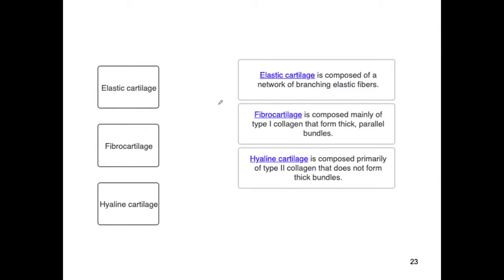Okay, so I've seen this show up in the past as well. So now it's kind of like a drag and drop for cartilage. So what is composed of a network of branching elastic fibers? Well, that's easy, right? Elastic cartilage. Which one is composed of thick parallel bundles? Well, the thicker it is, the stronger it is, and the strongest cartilage is fibrocartilage. Now, fibrocartilage is made up of collagen fibers, but type 1, whereas hyaline is made up of type 2, and it does not form thick bundles.